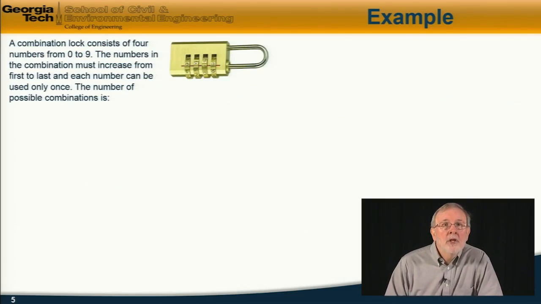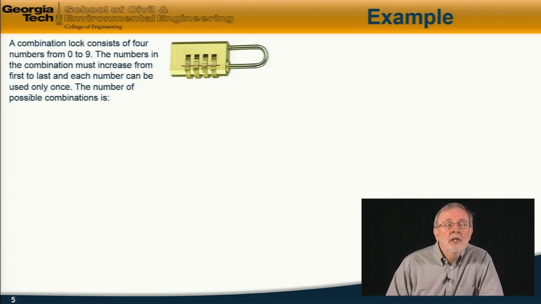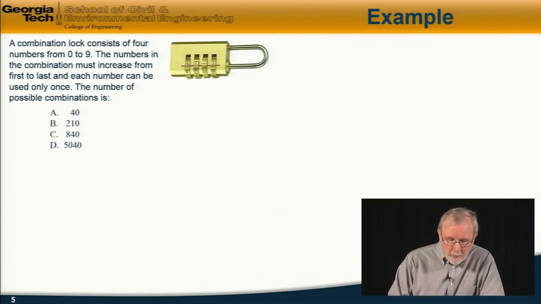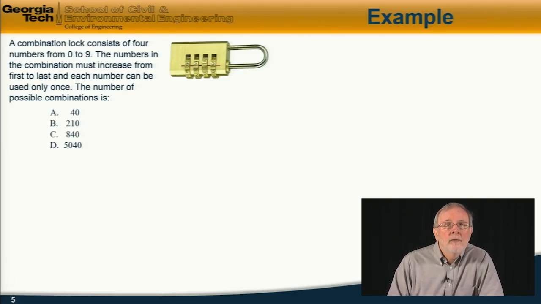This problem concerns a combination lock like this, and the combination lock consists of 4 numbers or digits which range from 0 to 9. They're integer numbers. And we're given that the numbers in the combination must increase from first to last, and each number can be used only once. How many different possible combinations are there out of these 4 alternatives?